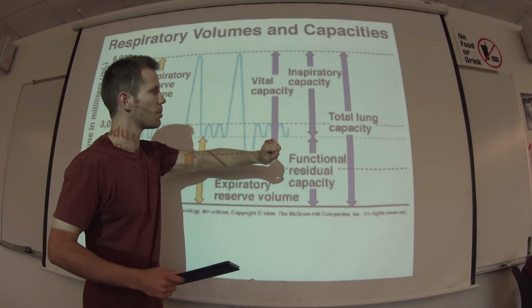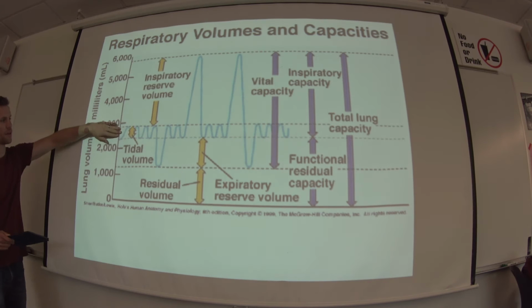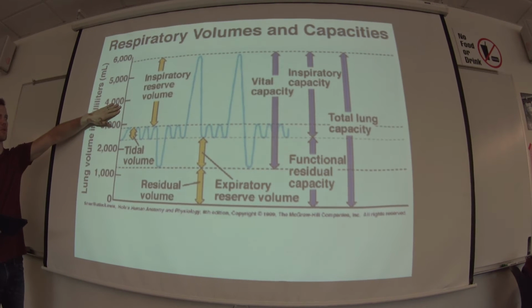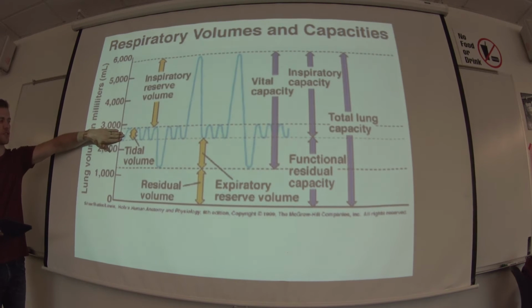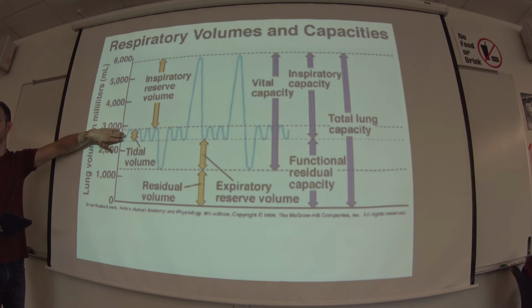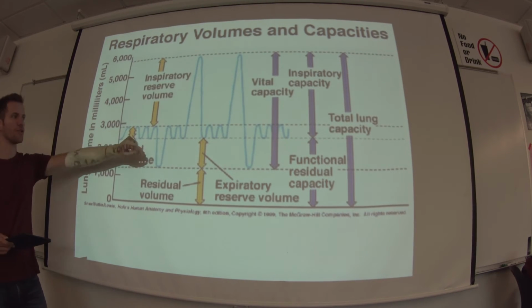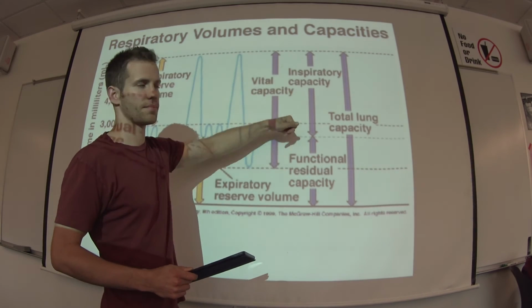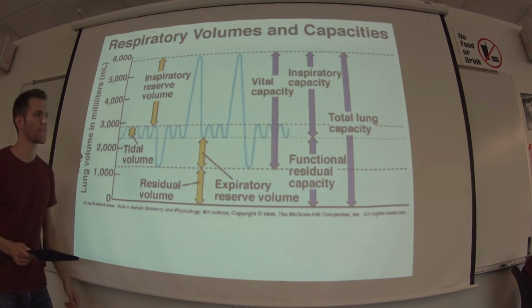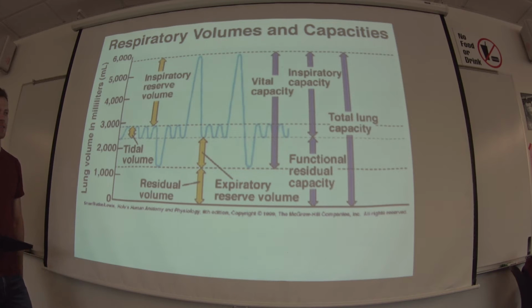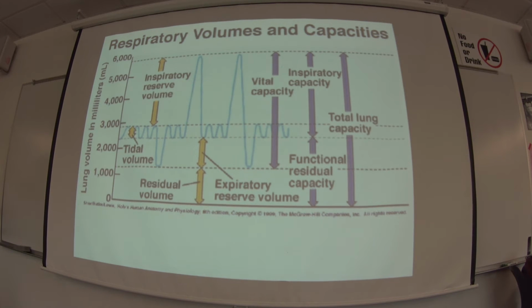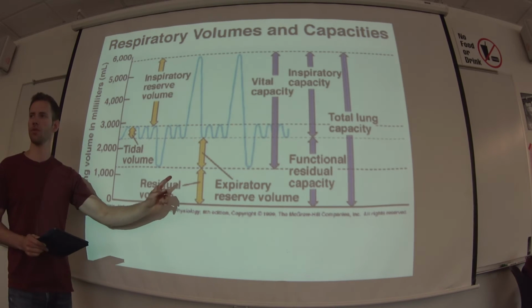So inspiratory capacity, if you just take a look at that arrow, it's pretty close to inspiratory reserve, but you're just including that tidal volume in it. So tidal volume plus IRV equals your inspiratory capacity. And then total lung capacity, you look at that arrow, it's the whole chart. So this is your vital capacity, but add to the vital capacity the residual volume.